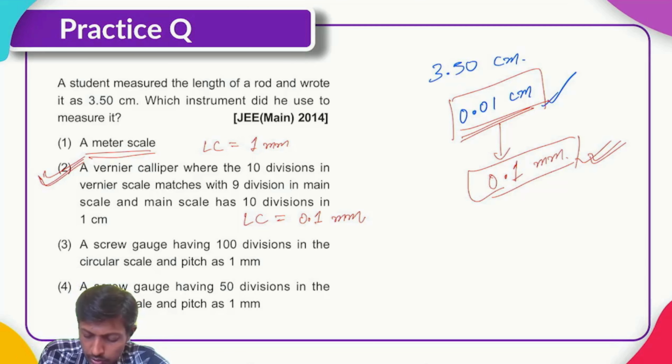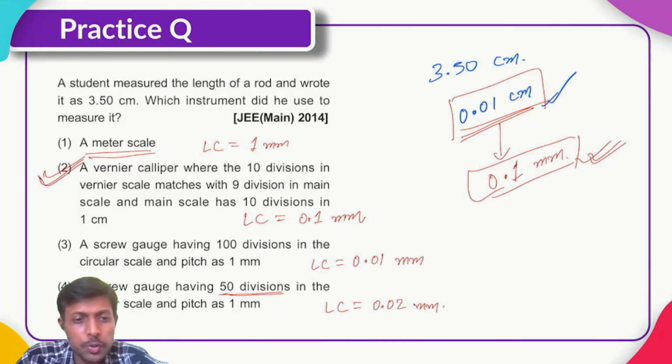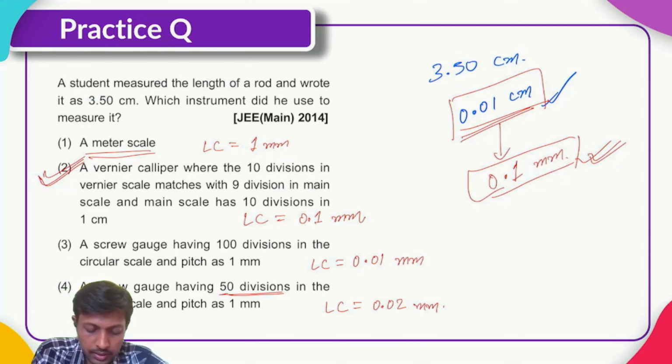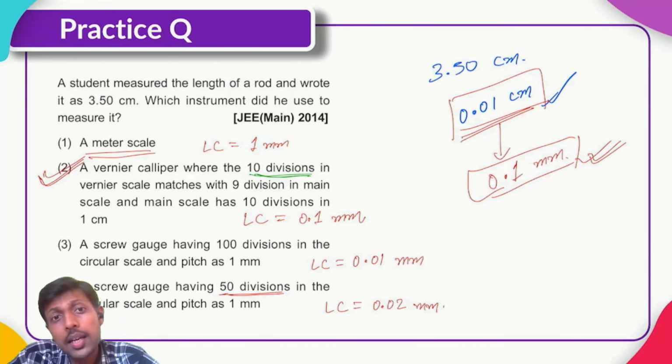Anyway, I'll quickly tell you the least count for the third one would be 0.01 mm. Whereas for the fourth one, since it has only 50 divisions in the circular scale, the least count would be 0.02 mm. You can calculate it using the formula. But I'll calculate at least the least count for the vernier caliper here, where 10 divisions in the vernier scale match with 9 divisions in the main scale.